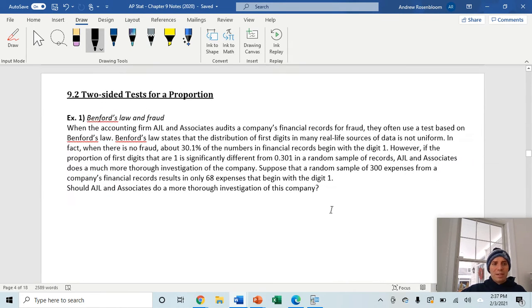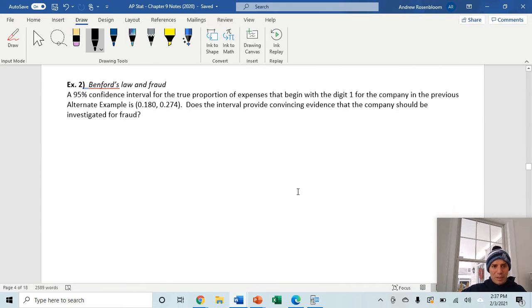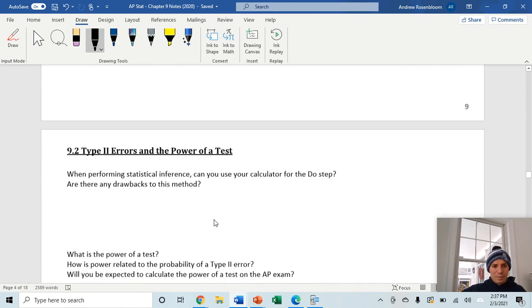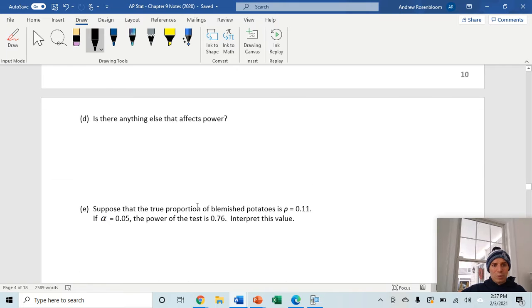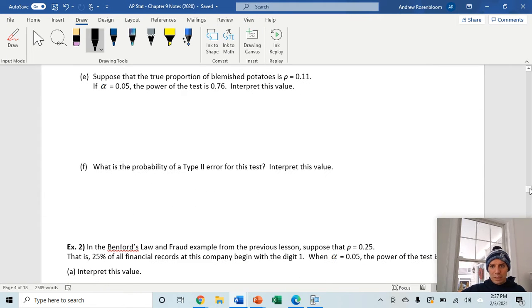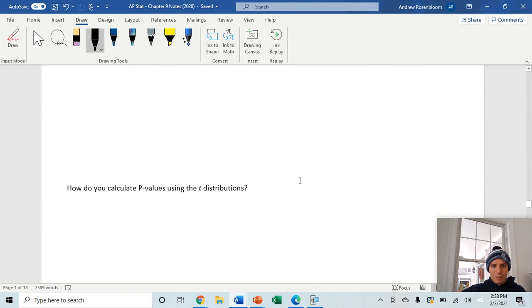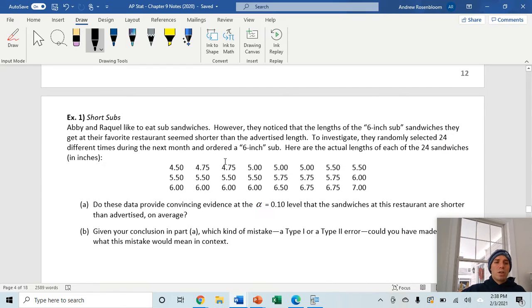And I'll work through this example with you here. So, hold on. Let's get down to that example. Alrighty. So, Abby and Raquel like to eat sub sandwiches.